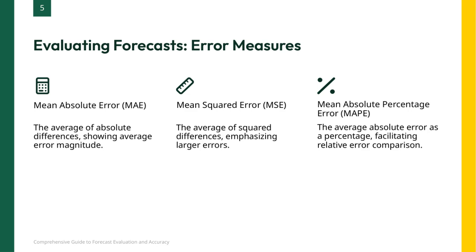Lastly, there's the mean absolute percentage error, or MAPE. This measure expresses the error as a percentage, making it easier to compare errors across different scales or units. It tells us, on average, how far off our forecasts are relative to the actual values, which is very helpful for understanding performance in relative terms. Each of these metrics gives us unique insights into the accuracy of our forecasts.